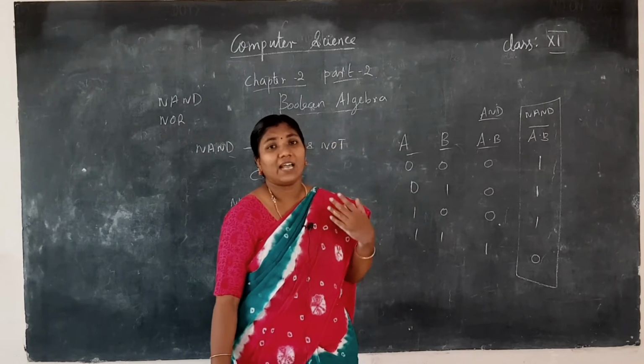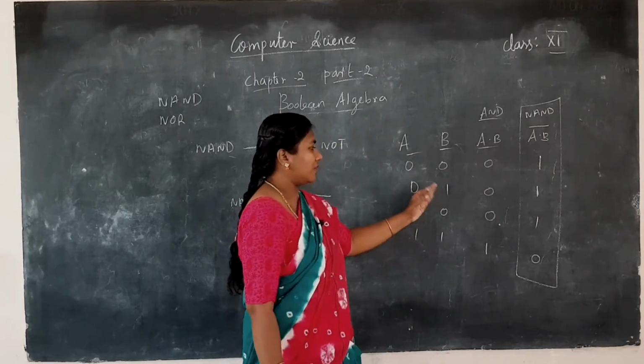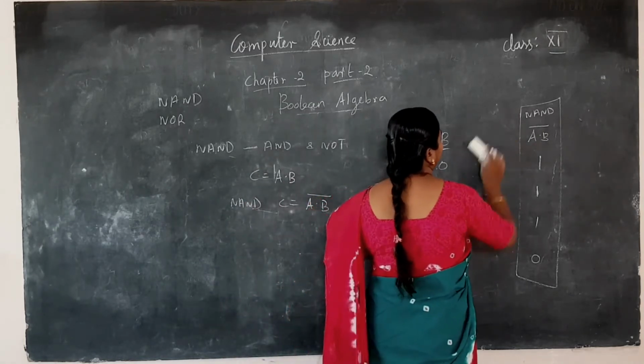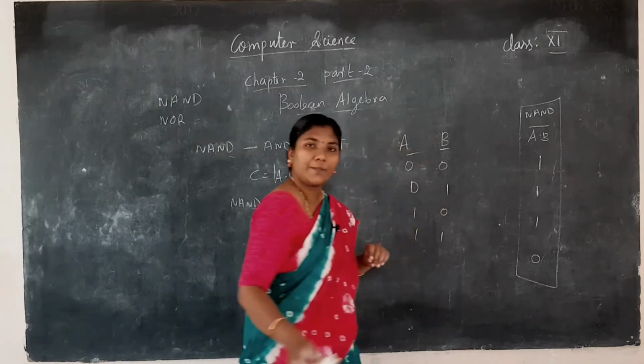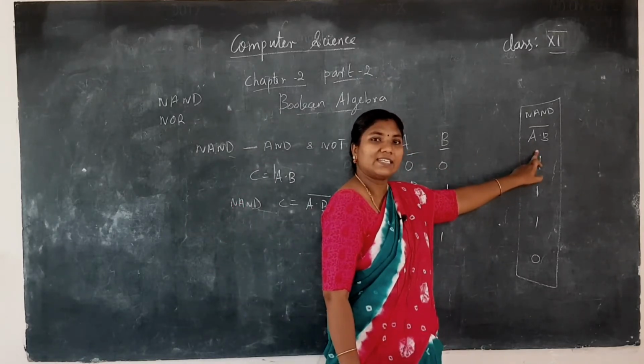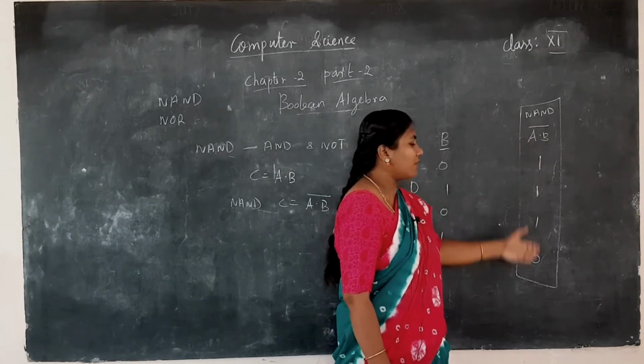So when they ask you to explain the NAND gate, you must write what the input is, that is A and B, and next you should not write this, you should write this only. Okay, A and B, and what will be the output? What is the NAND gate symbol? A dot B the bar. So that is the symbol for the NAND gate, and what will be the output?